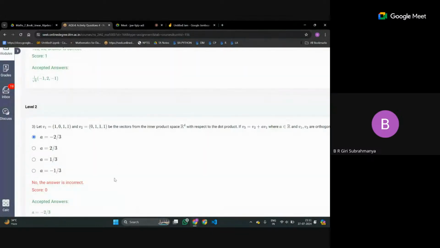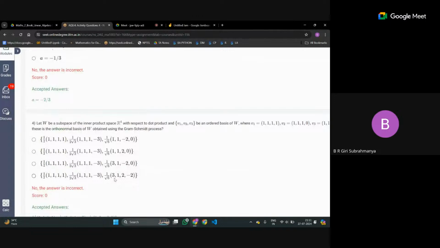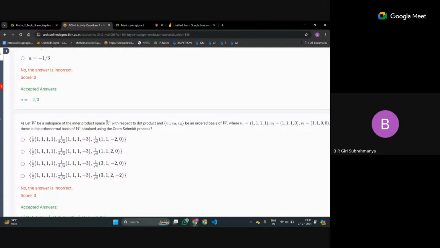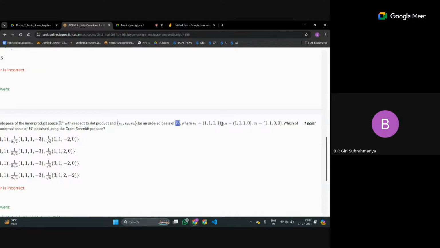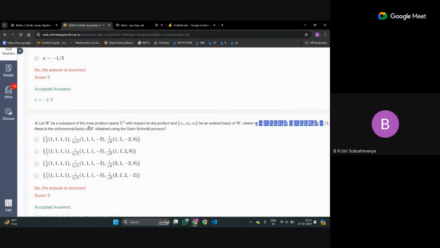Now the fourth question is: W is a subspace of the inner product space R4, with respect to the dot product, and V1, V2, V3 is an ordered basis of W. What they are saying is W is a subspace in R4, and this R4 is an inner product space. They have given V1, V2, V3 as an ordered basis of W. Now which of these is the orthonormal basis for W?